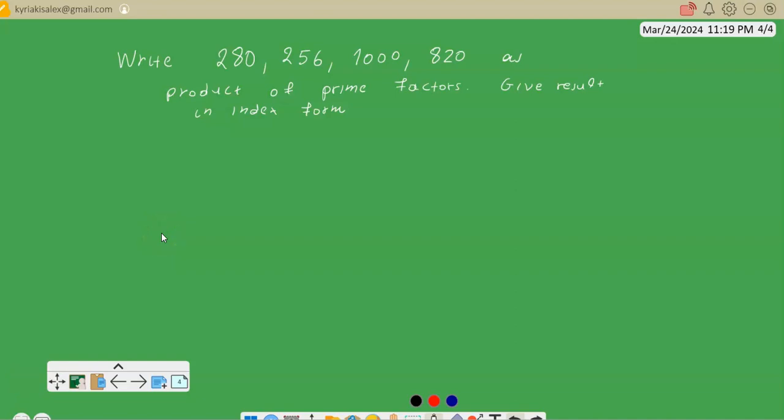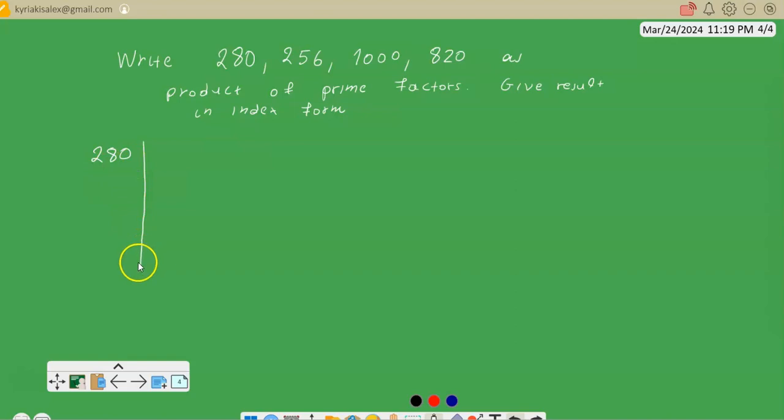We have the following numbers over here: 280, 256, 1000, 820, and we want to write this as a product of prime factors. We give the result in index form. So what we have to do, there is an algorithmic approach in order to write these numbers in index form as a product of prime factors.